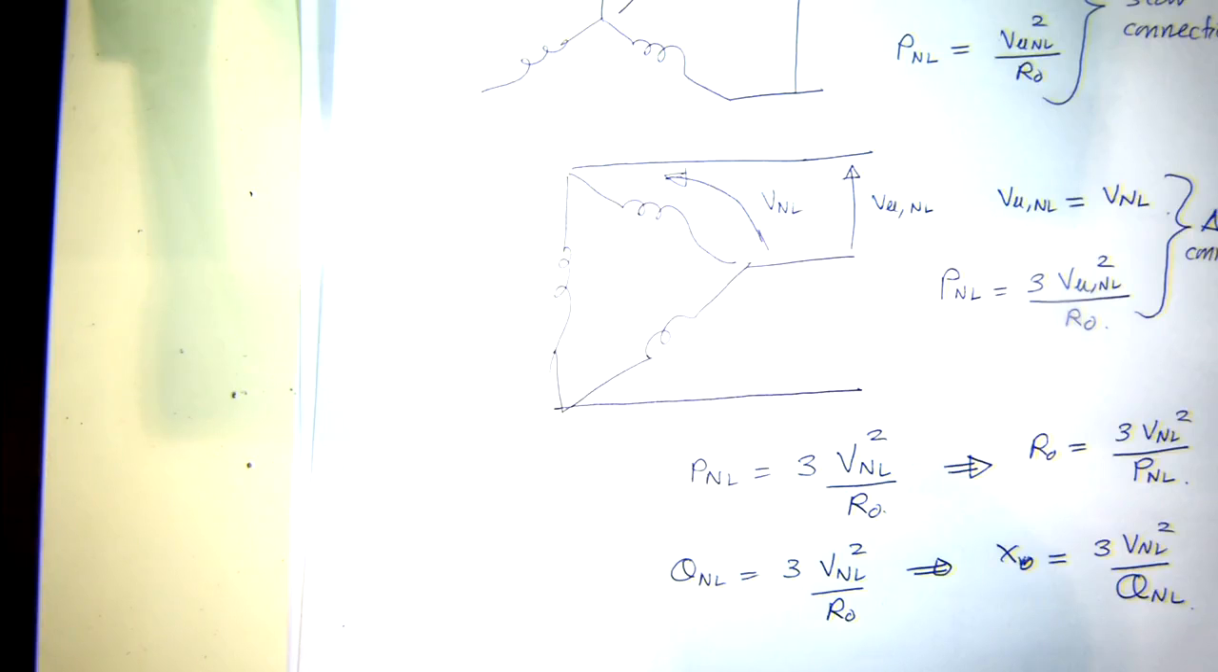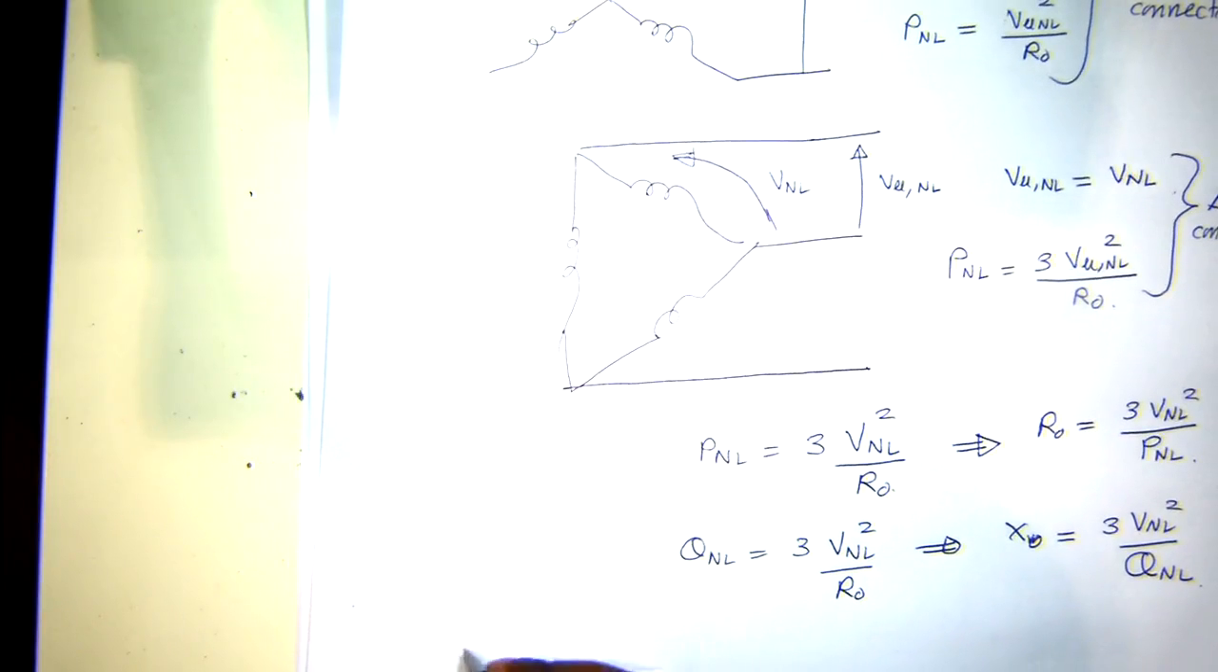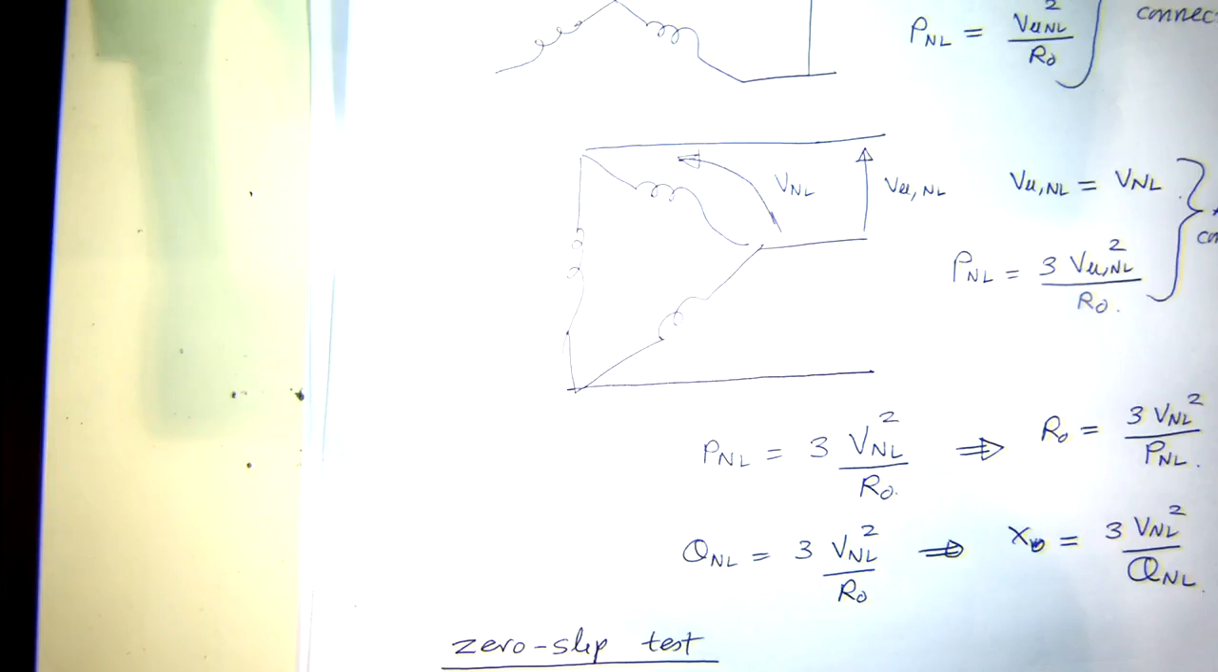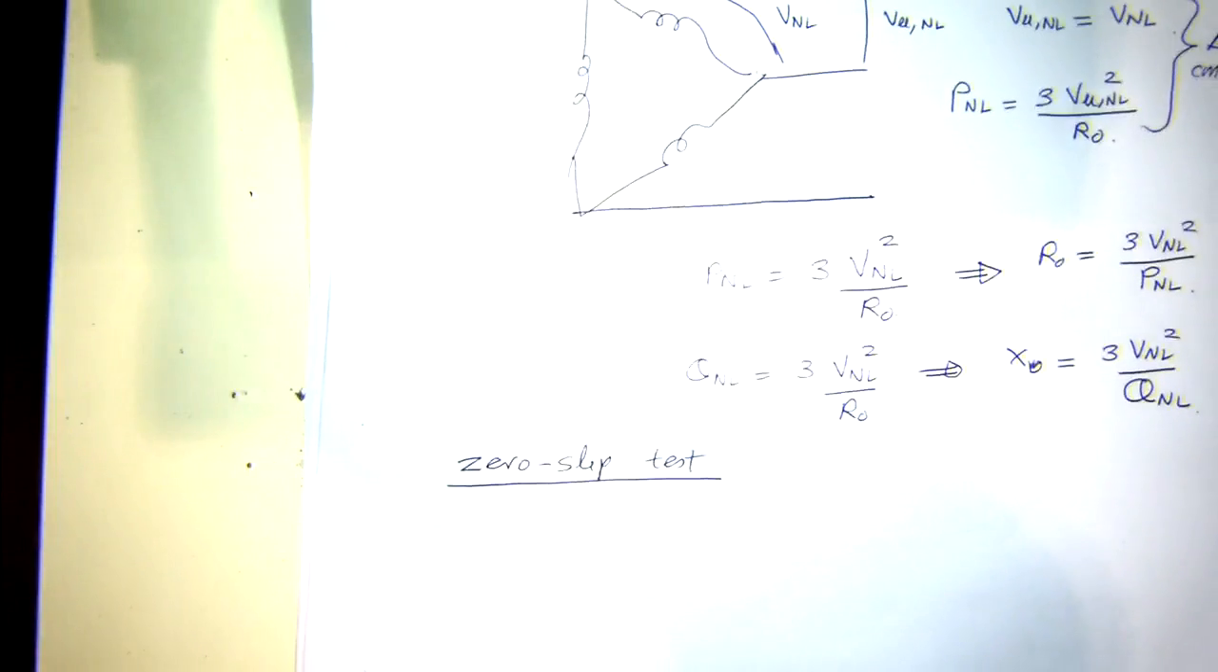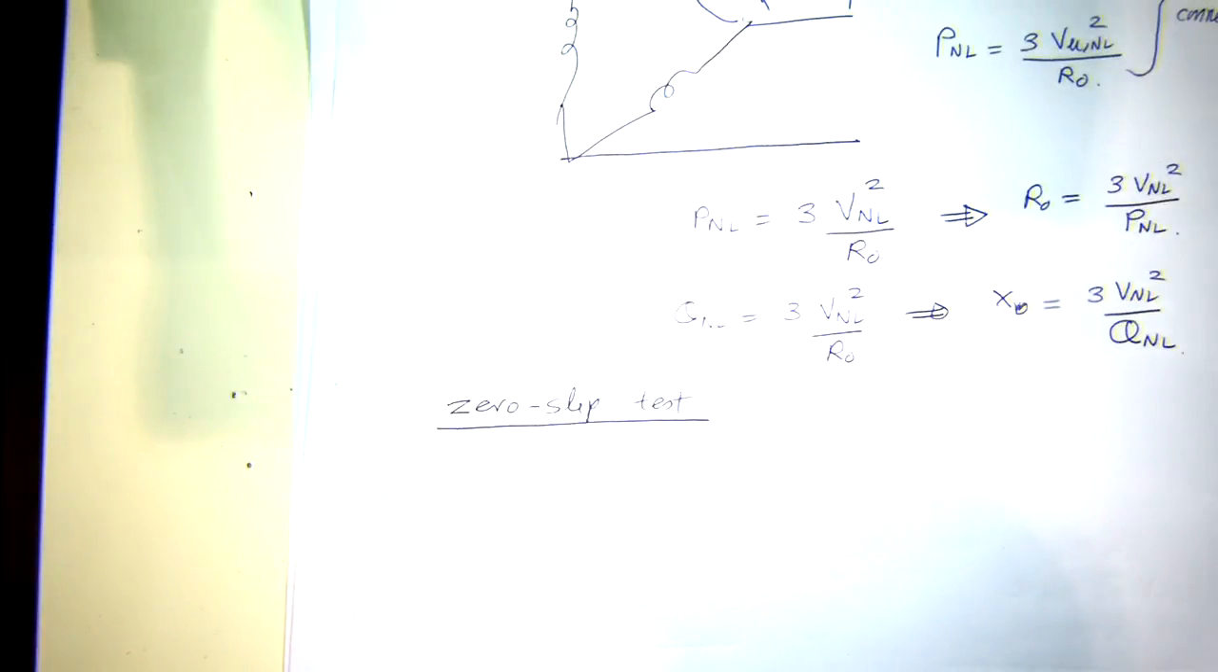So no load means you powered up the induction machine and it spins without any load. There's another test that's more accurate, called a zero slip test. In the zero slip test, you artificially drive the shaft at synchronous speed. This is complementary to the no load test.